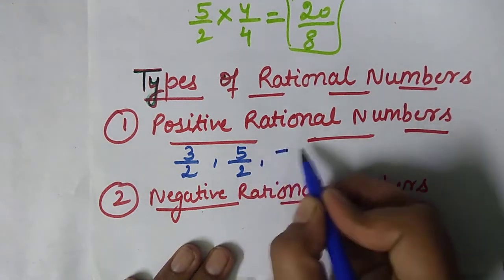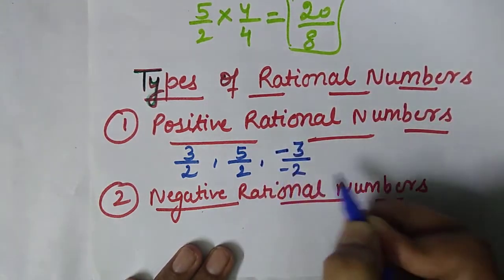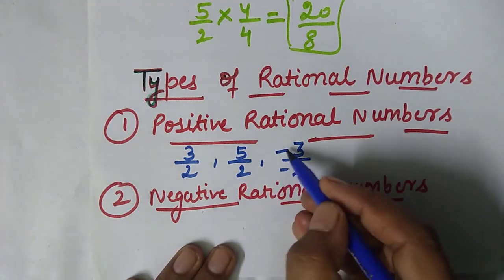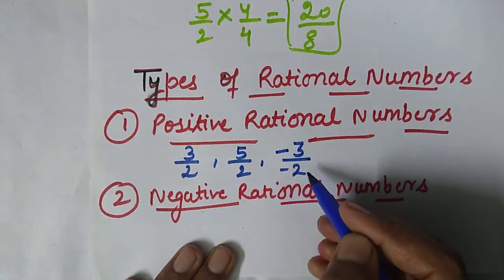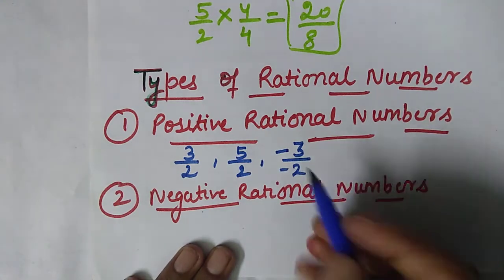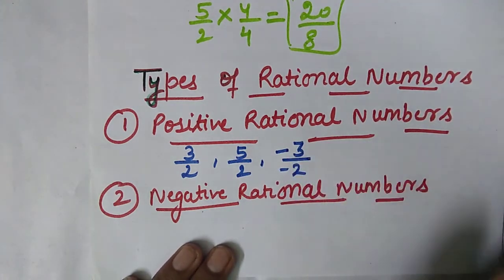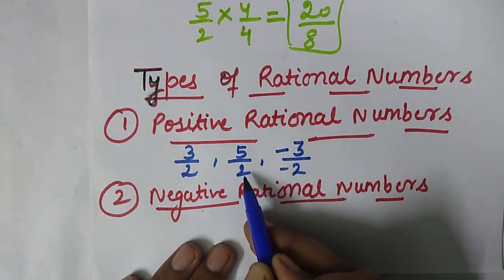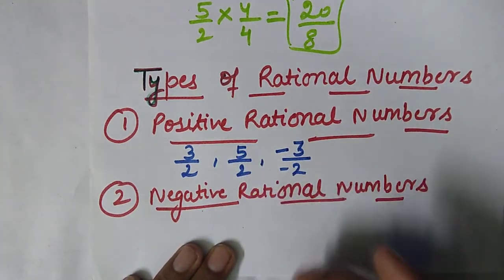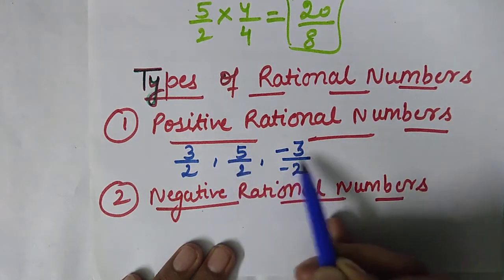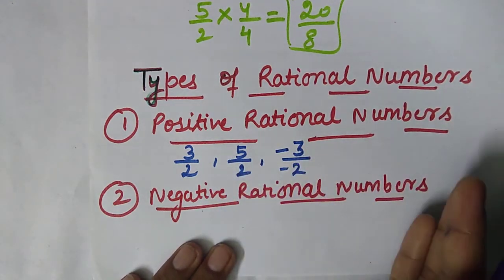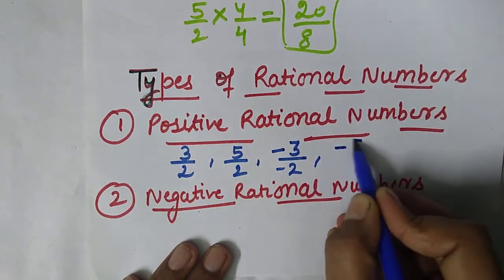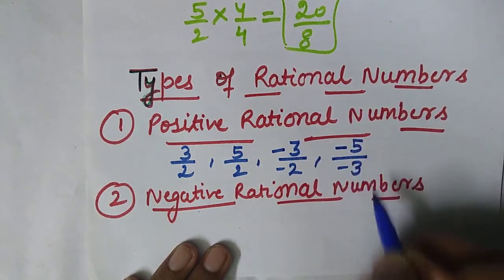Now minus 3 by minus 2, this is also a positive rational number because on simplification the negative signs cancel and we get a positive, or you can say both have a negative sign. And I have told you earlier that if the numerator and denominator both have the same sign, either both positive or both negative, then we can say the number is a positive rational number. Okay, so these are different examples of positive rational numbers.